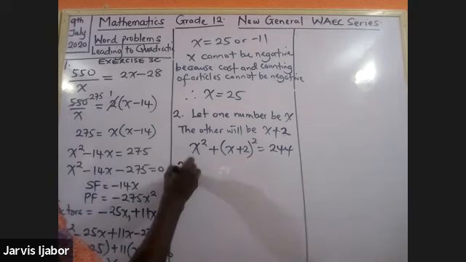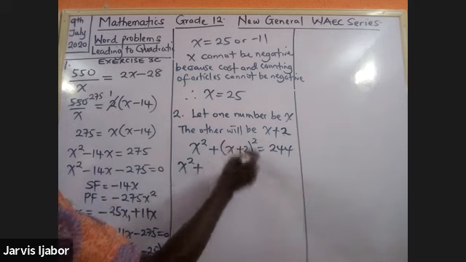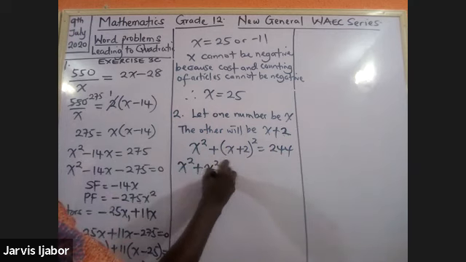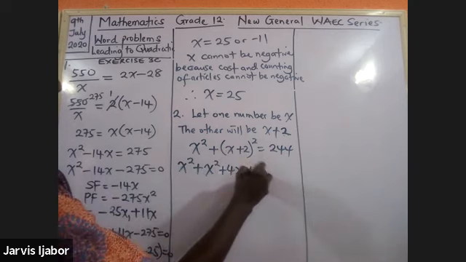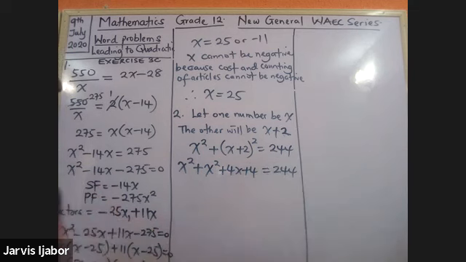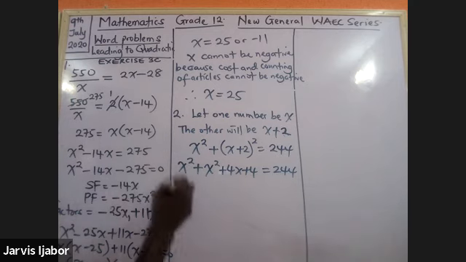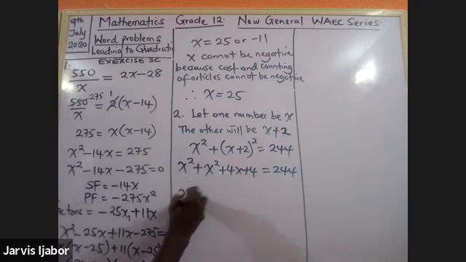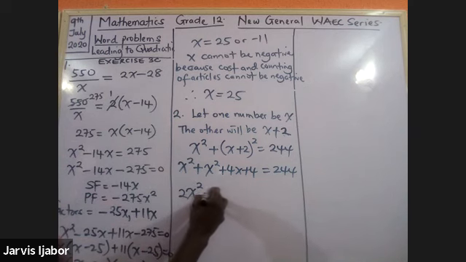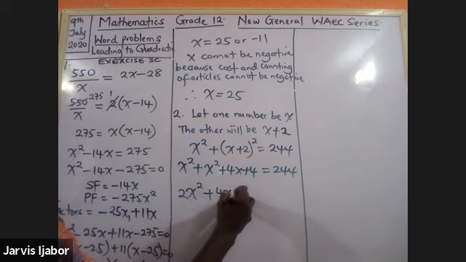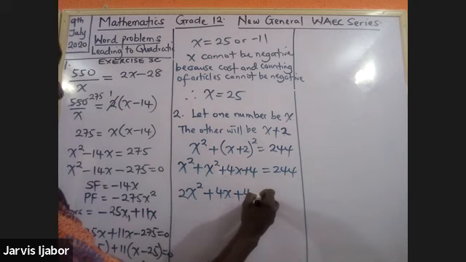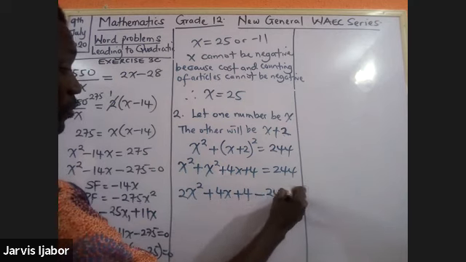So from this, I know this is x squared plus, now there's a standard rule for this, x squared plus 4x plus 4, equal to 244. Now, I'm already seeing that there are going to be even numbers, so I need to look out for that. Then from here, I'll have 2x squared plus 4x plus 4 minus 244 equal to 0.